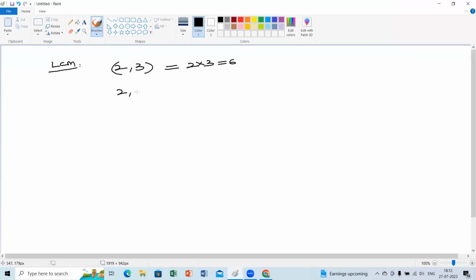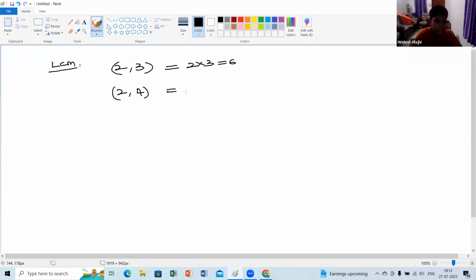What is LCM of 2 and 4? Teacher, 8. Sorry, who said 8? Is it 4? Very good. It's 4. Why is it 4 in this case? Why are we not multiplying the product here? Ma'am, because they are not prime numbers. Like 2 is divisible by 4 and 4 is the greater number.